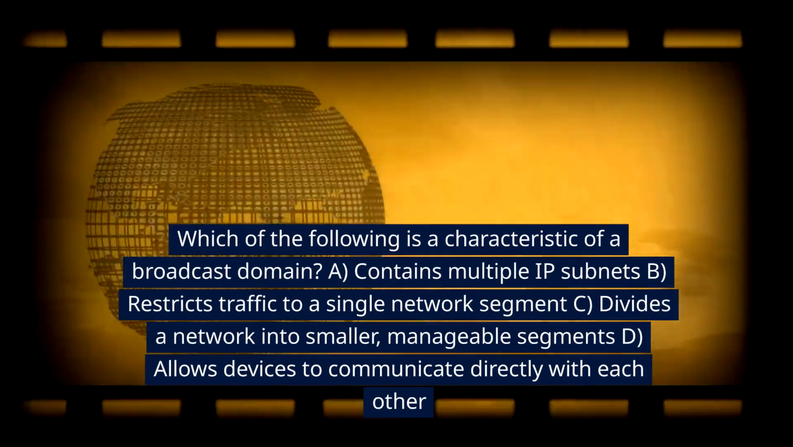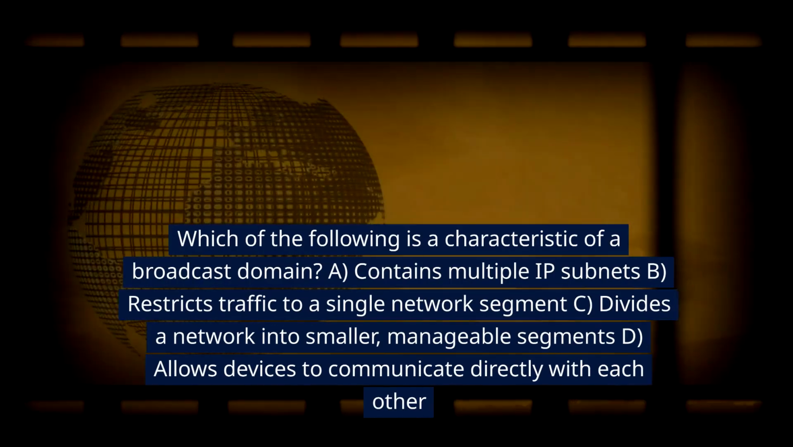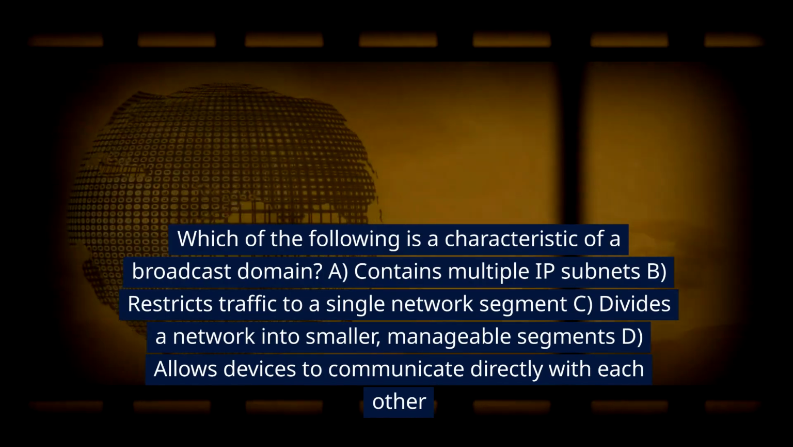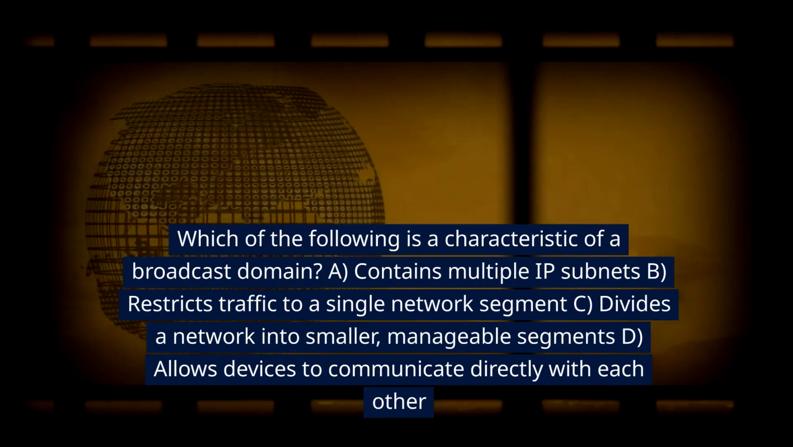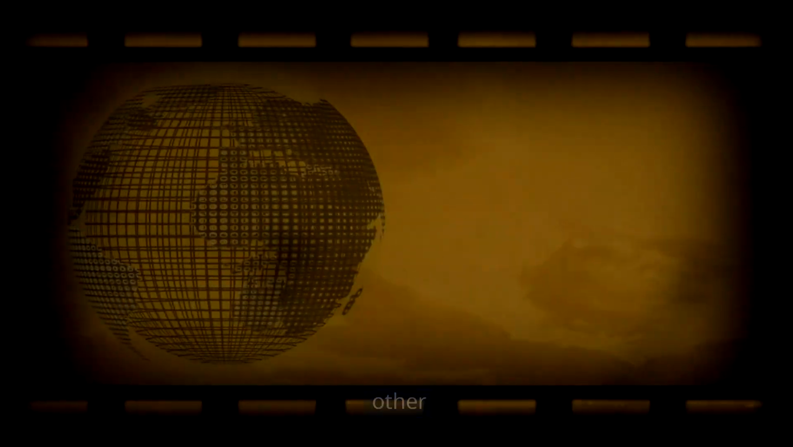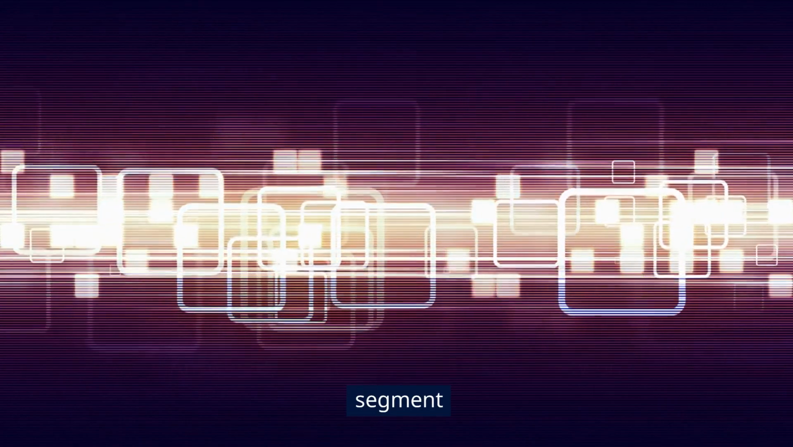Which of the following is a characteristic of a broadcast domain? A. Contains multiple IP subnets. B. Restricts traffic to a single network segment. C. Divides a network into smaller, manageable segments. D. Allows devices to communicate directly with each other. Answer: B. Restricts traffic to a single network segment.